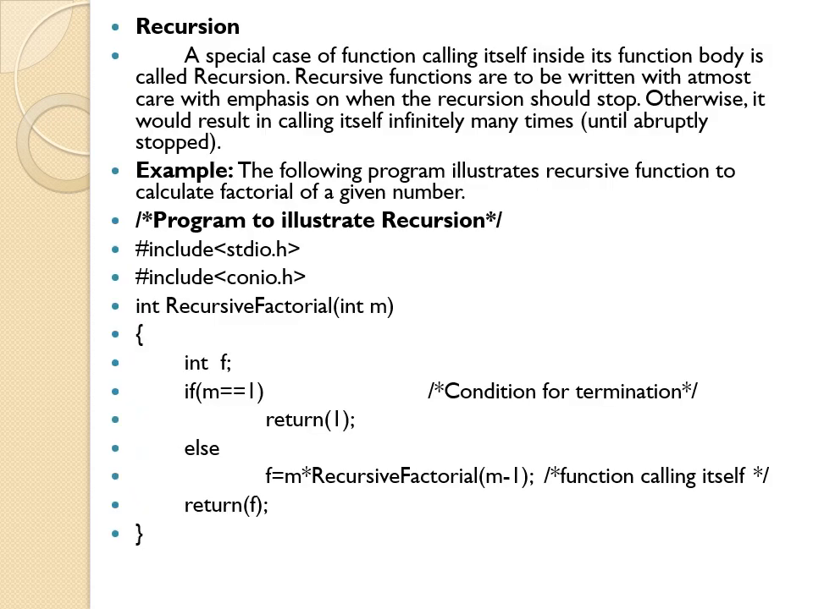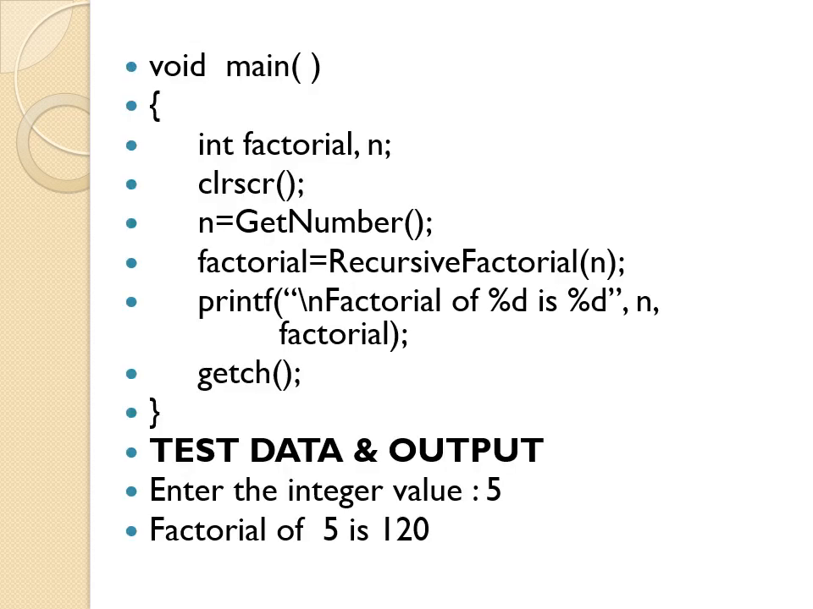Pass it to this recursive factorial and the value will be copied to m. Next time m-1 will be passed to the same function and it will call itself until the first condition is met. The moment the condition becomes true, the recursion stops, the value is returned to the main function, and the output is displayed on the screen.